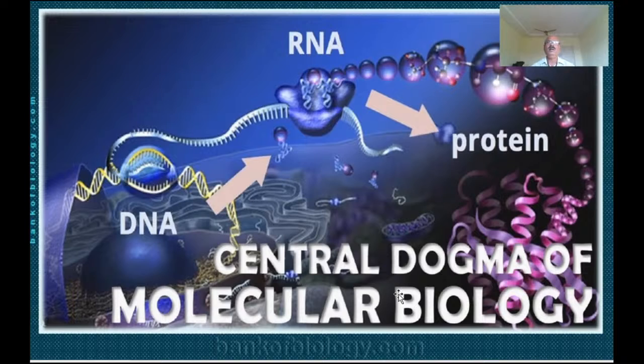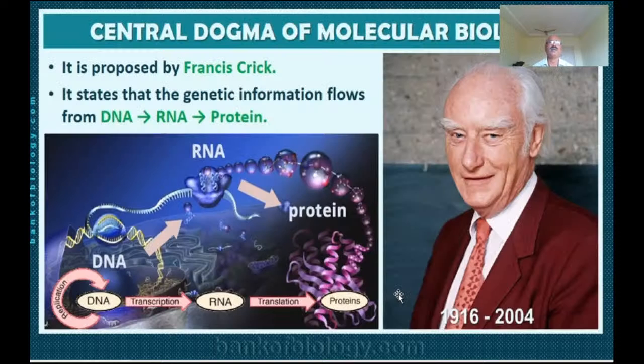So, central dogma of molecular biology, that means protein synthesis. Central dogma of molecular biology was proposed by Francis Crick. Actually, Watson and Crick together explained DNA structure, that is called a double helix structure. It states that the genetic information flows from DNA to RNA, from RNA to protein. That is called central dogma.